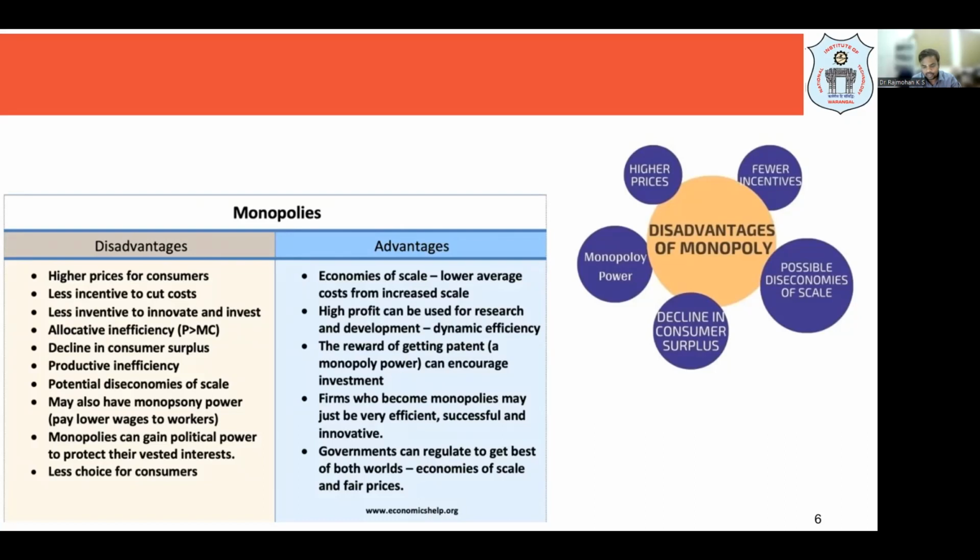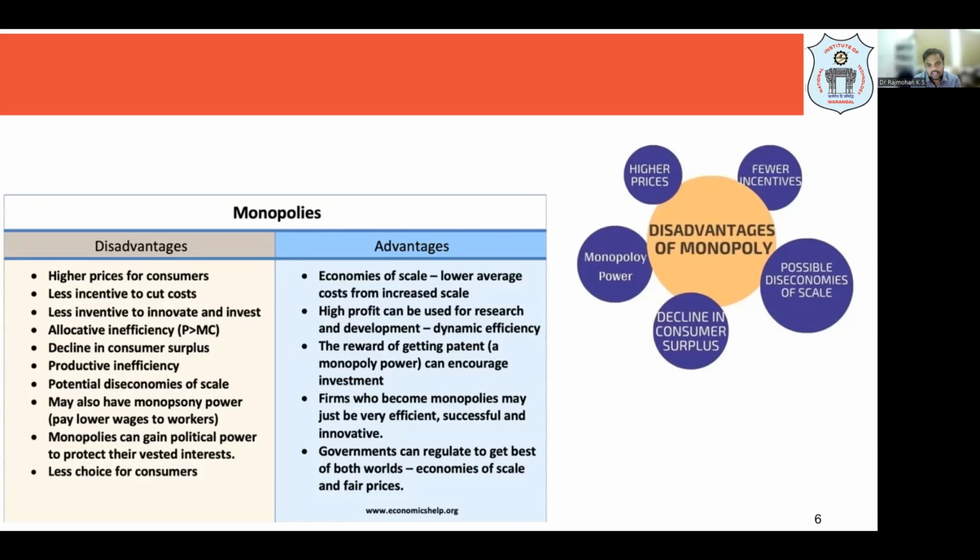Even if you look at Microsoft in the 1980s, since they were a monopoly on PC software, they charged a high price for Microsoft Office. So that should not happen, right? And also there is a decline in the consumer surplus because consumers pay higher prices and very few consumers can afford to buy this. It will also lead to allocative inefficiency because the price is greater than what is supposed to be the marginal cost, right?